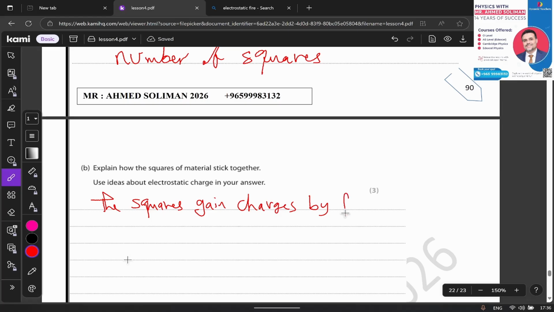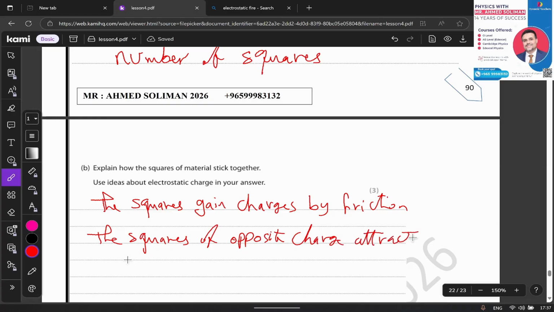by friction. After that, multiple squares can gain the same charge and an opposite charge. Squares can gain opposite charges. So the squares of opposite charge attract. This causes them to be stuck together. So they stuck together.